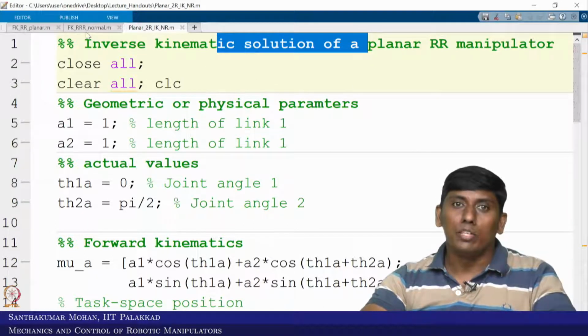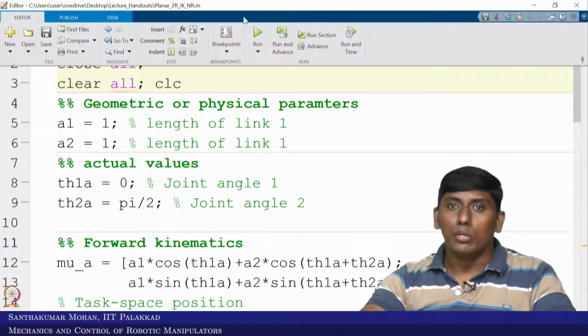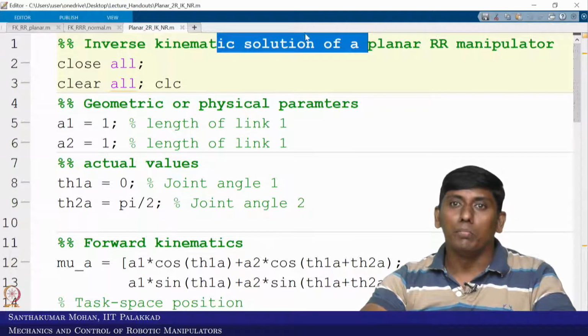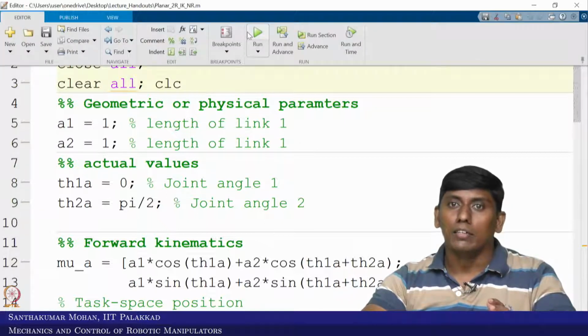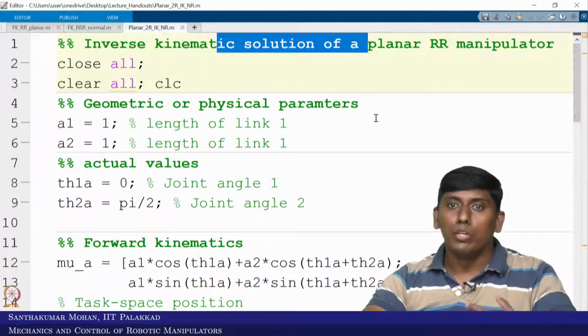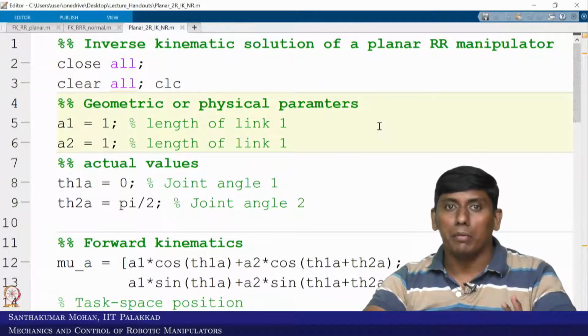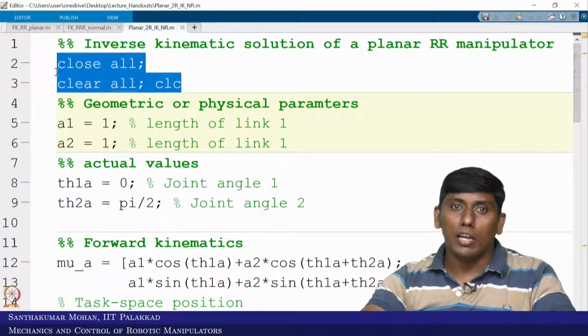The only thing is that I closed the editor window, just for my benefit, so that the display would be very visible for you. But whenever you run, you can go to the editor and run, or run and advance, but I am going to use the shortcut F5. Okay, so now this is the standard.